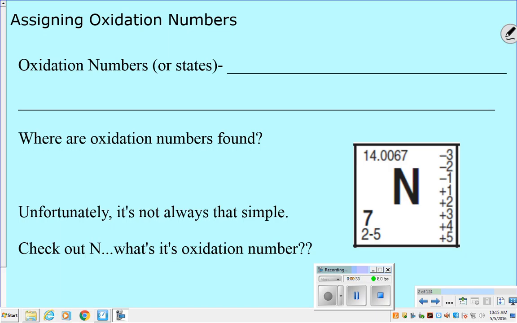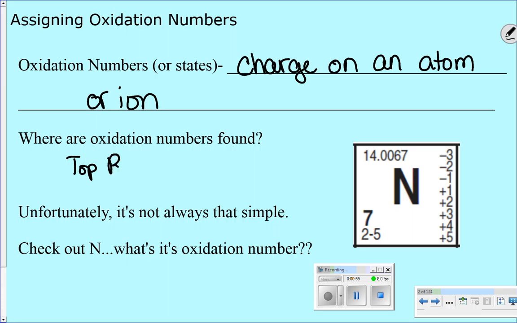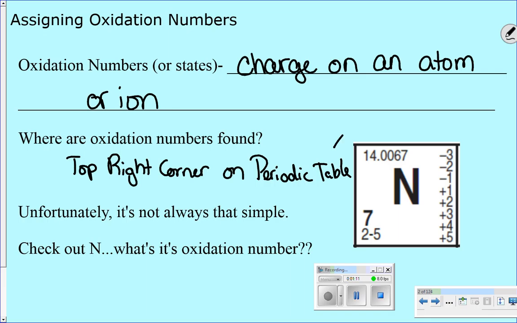Oxidation number or state is a charge on an atom or ion, or really any species that is in a compound or on its own in any chemical system. Oxidation numbers are found in the top right-hand corner of an element's block on the periodic table. So those are our oxidation states right there.